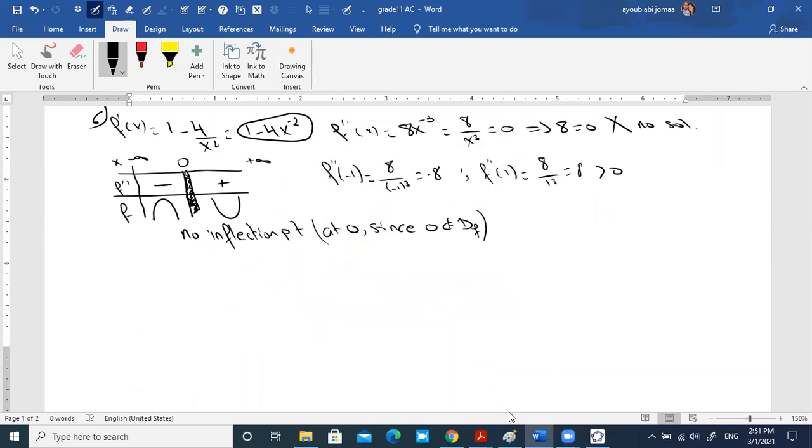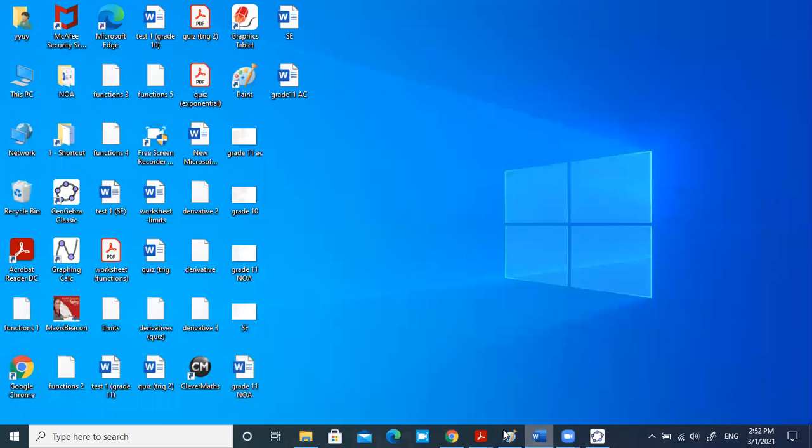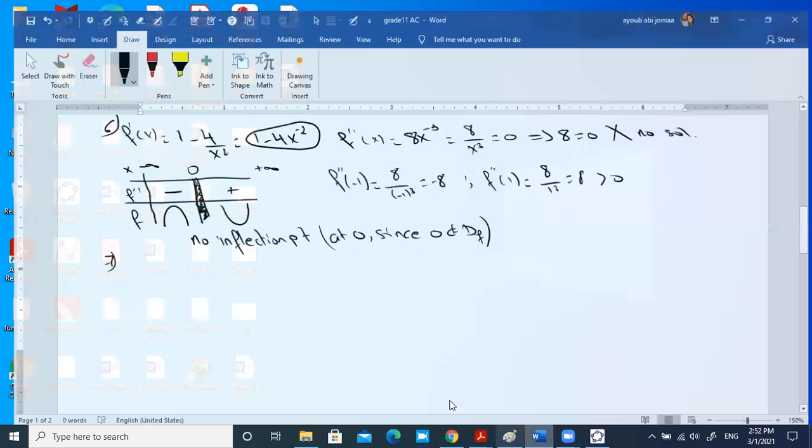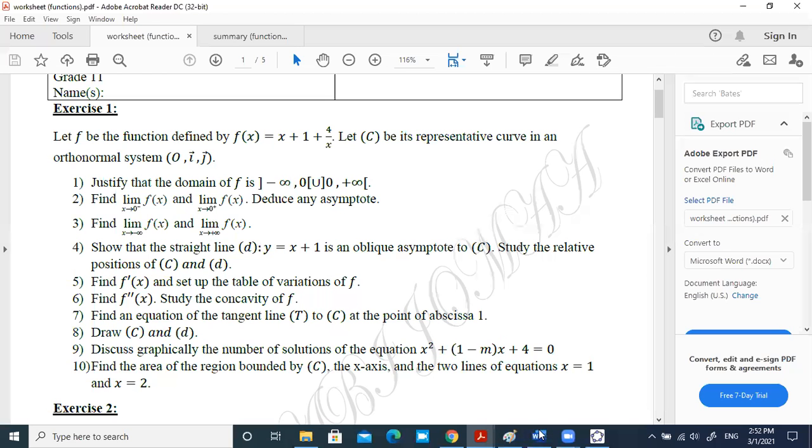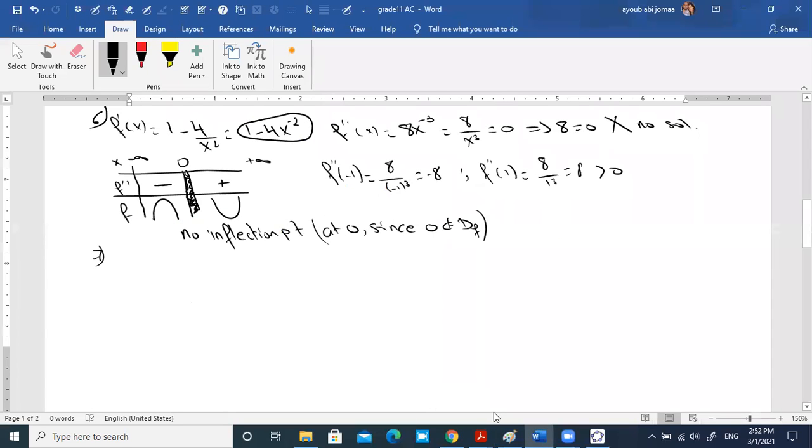Okay, part 7. I still didn't understand. You took the derivative of 1 minus 4x to the negative 2, okay, 8x to the negative 3, but why did you put it equal to 8 over... negative exponent x power negative 3, and the denominator will be x power positive 3.